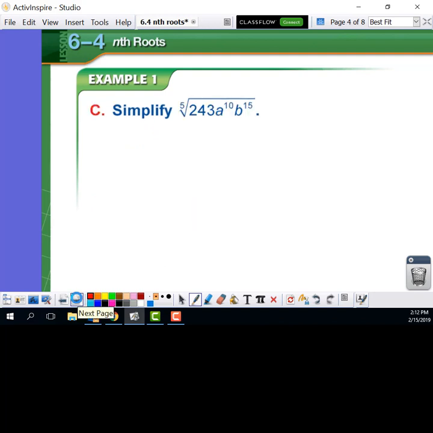Okay, so here's another one. Now we're actually looking at a 5th root. Our index here is a 5, so we're going to do a little bit of work here. What makes some of these roots kind of hard is that you're going to have to do some number crunching to figure out what the roots are.